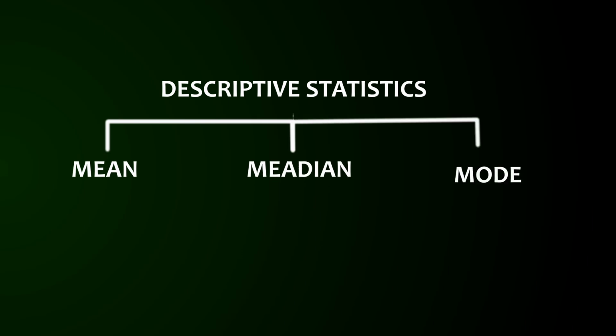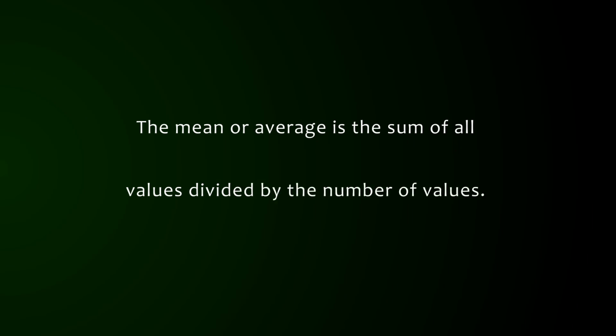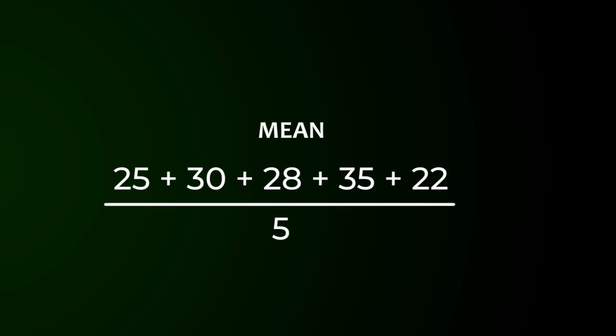We have the mean, median, and mode, which are the three main measures of central tendency used in statistics to describe the data. The mean, or the average, is the sum of all values divided by the number of values. It gives us a central tendency of the data. For example, if you have a data set of daily temperatures of 25, 30, 28, 35, and 22 degrees Celsius, the mean temperature would be 25 plus 30 plus 28 plus 35 plus 22 divided by 5, which is 28 degrees.